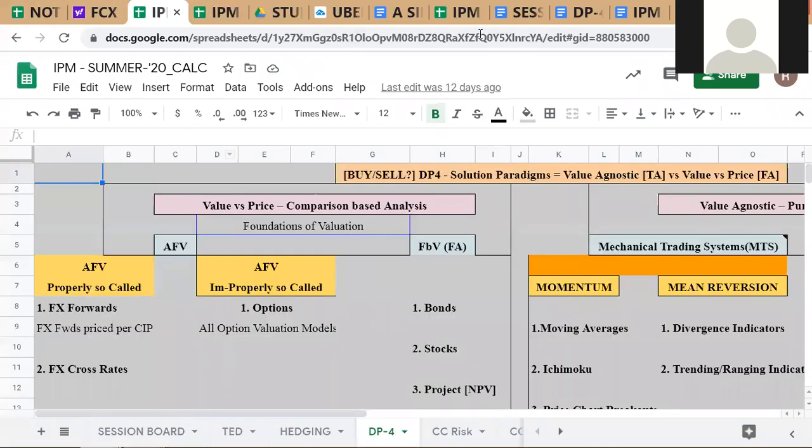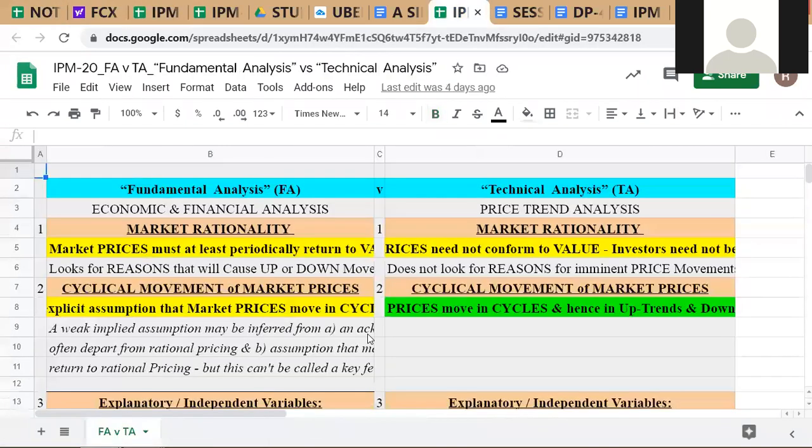I think this is the spreadsheet. Okay. So this is what we were discussing, FA versus TA. And we had gone through the first two parts of the distinction. And we had actually gone through the first one, and we were on the second one, which is the cyclical movement of market prices. On this question, the two approaches have significantly different views.